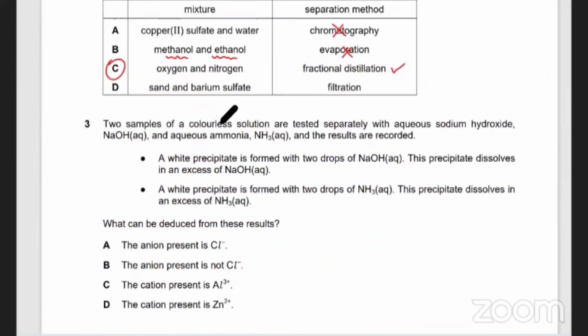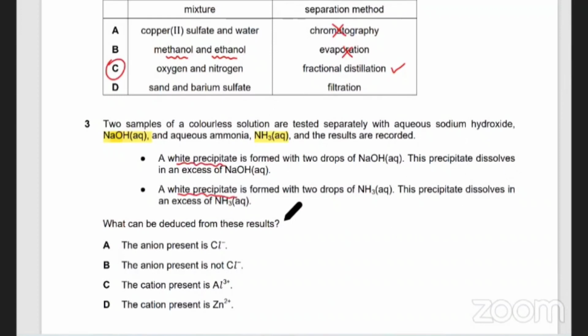Which test is he talking about? He's saying that he's got NaOH and he's testing it with ammonia. Okay, so these two things. So a white precipitate is forming, with NaOH a white precipitate. So he's getting a white precipitate with both of them. You got a white precipitate with NaOH, you got a white precipitate with ammonia as well.